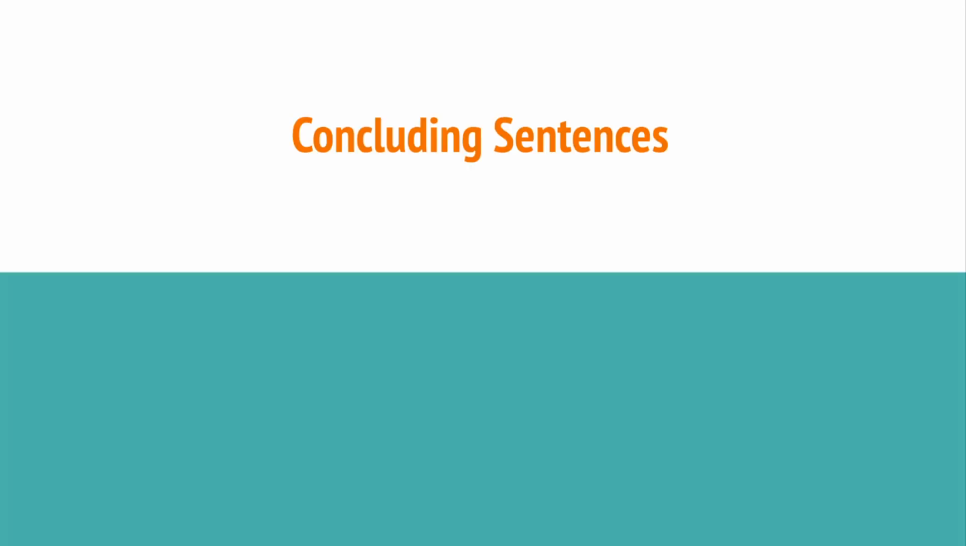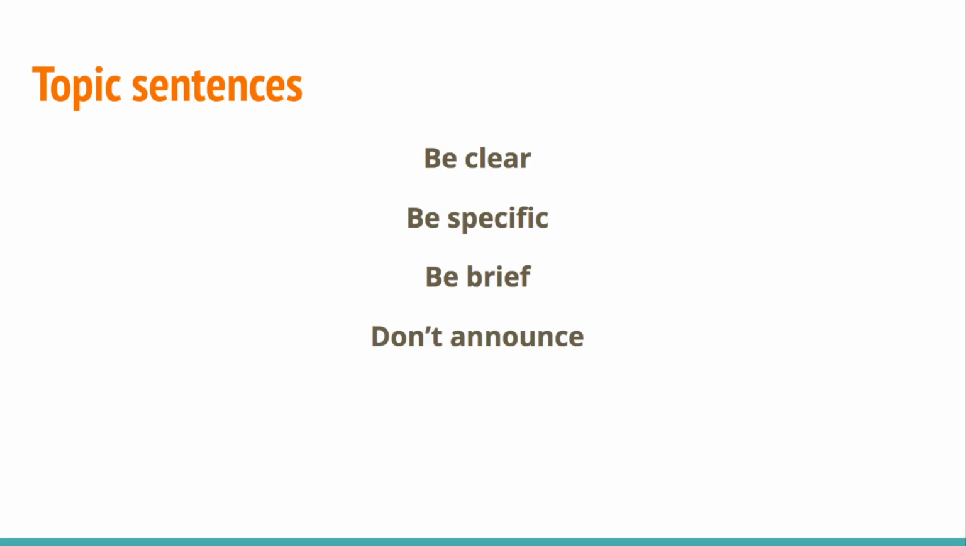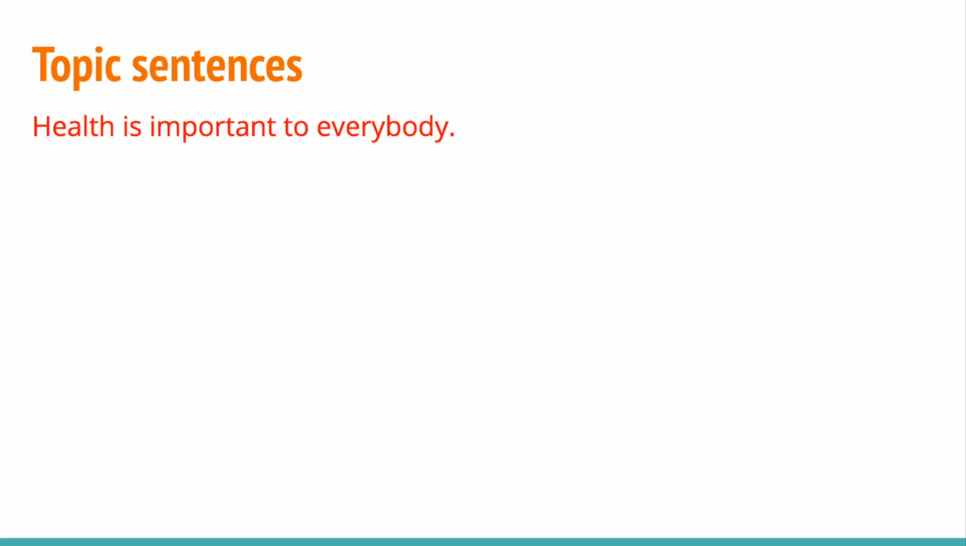Hello, and in this video we are going to think about concluding sentences. So we've previously talked about topic sentences. Topic sentences should be clear, specific, and brief. We don't announce anything, and we're avoiding idioms and metaphors. Topic sentences are the first sentence in a paragraph, and they are very important.